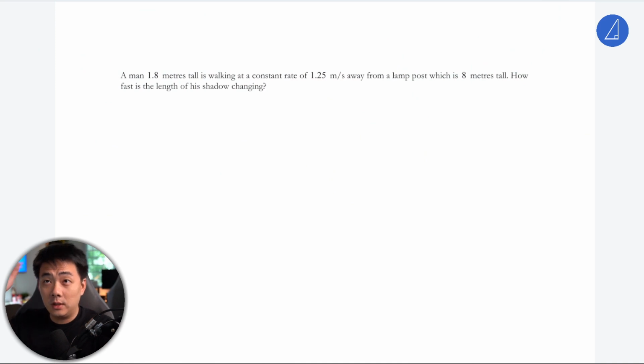Hi students, let's look at this question here, which is on the application of differentiation. A man 1.8 meters tall is walking at a constant rate of 1.25 meters per second away from a lamppost which is 8 meters tall.